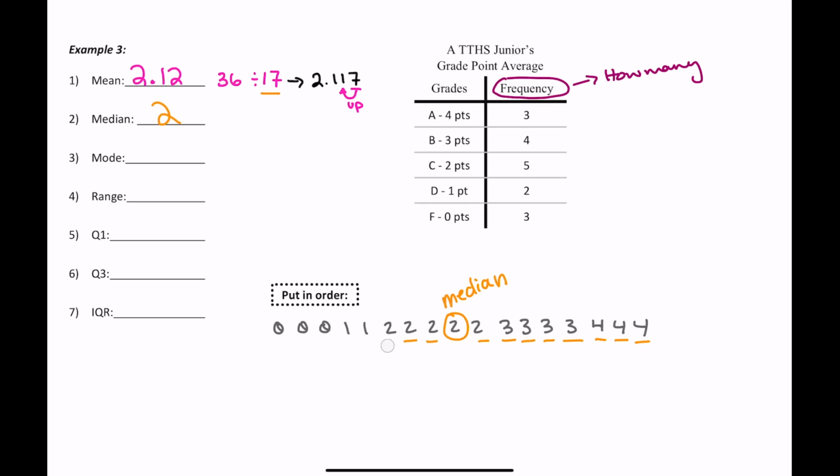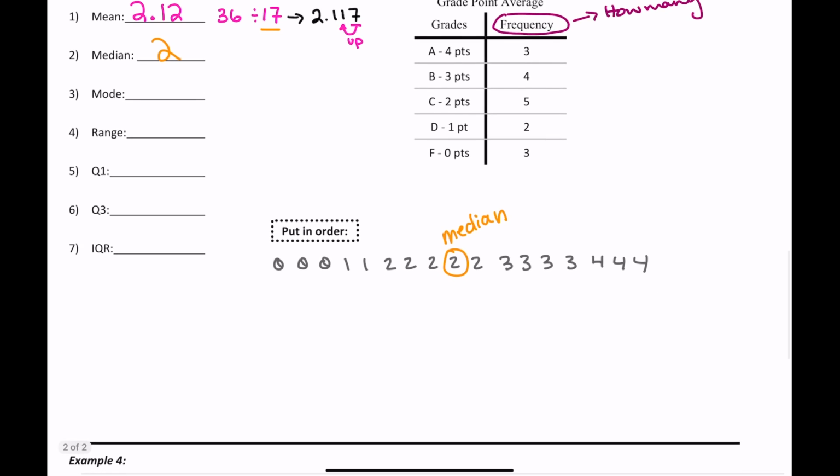All right, I'm going to erase all my dash lines. I know a lot of you guys don't need to do that, but if you do, please do. All right, mode is the number we see the most. Well, the number we saw the most here is 2s. That was the only one that had 5. Even though we had 4 3s, 5 is more than 4. So that is why we have to use 2 as our mode.